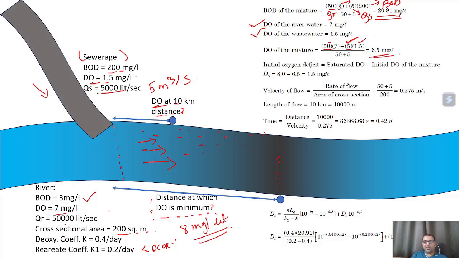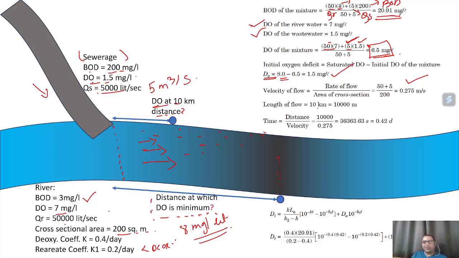Now the initial oxygen deficit, that is D0, is calculated by the saturated DO, which is 8, minus 6.5. We just calculated it here, so it is 1.5 milligram per liter. Then the velocity of flow is calculated. So we have the rate of flow, that is 50 meter cube plus 5 meter cube per second, divided by 200, that is the area of cross section. So you get 0.275 meter per second.